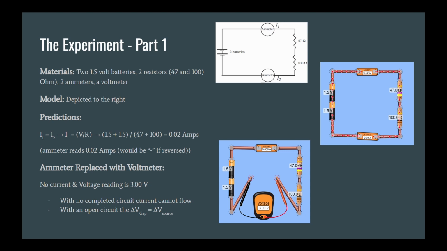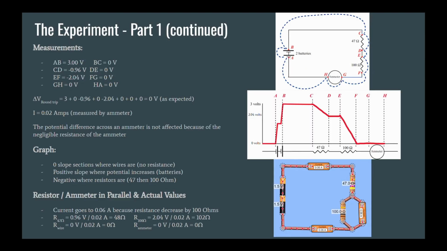If we replace the ammeter with a voltmeter, there's going to be no current and the voltage is going to read 3 volts. This is because when there's no completed circuit, current cannot flow. And with an open circuit, the potential difference across the gap is still going to equal the potential difference of the source, which in this case is the batteries.